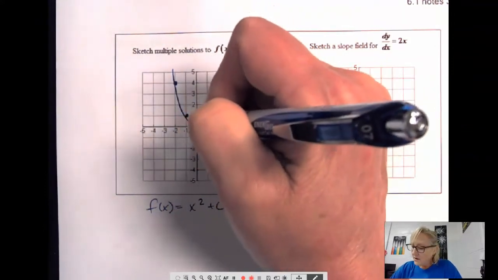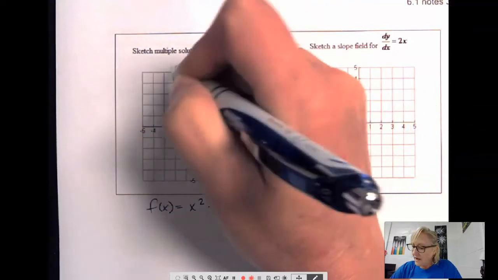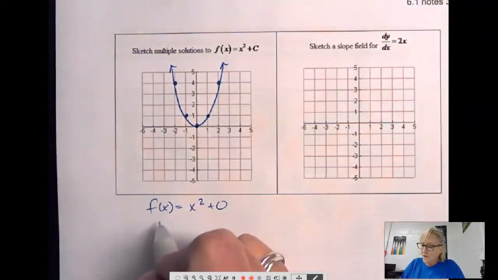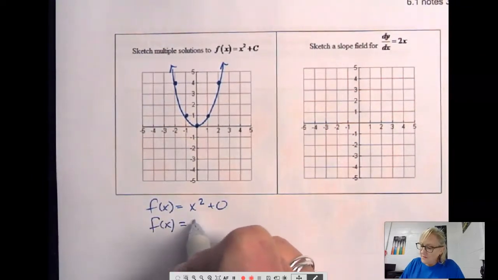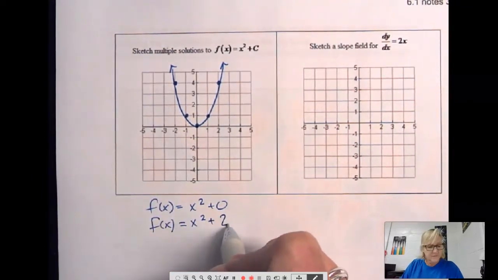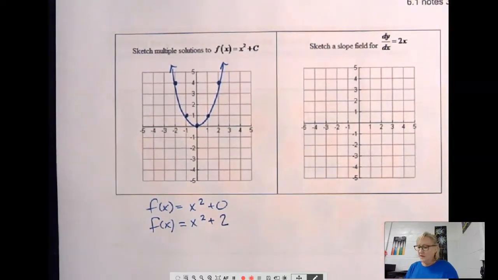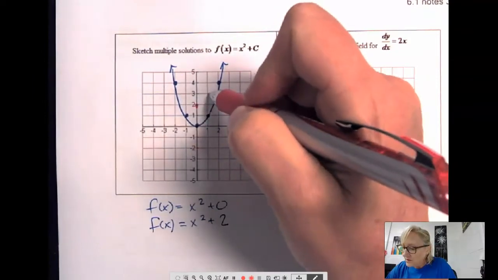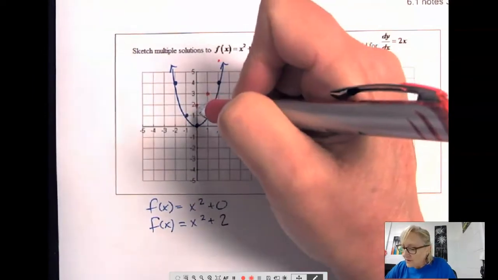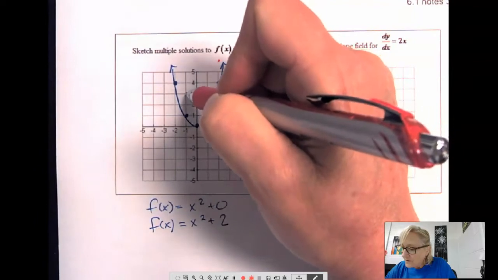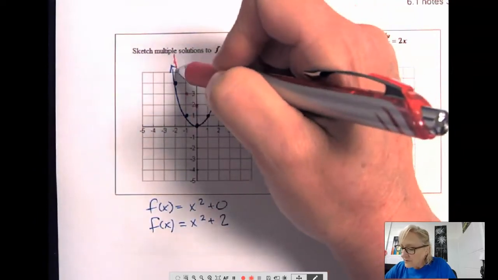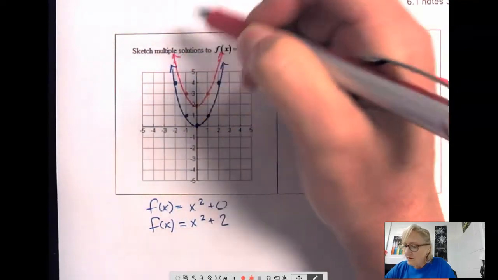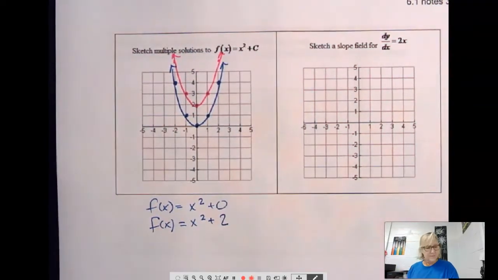And that is what that graph would look like. Okay, so that's if c is 0. Well, what if c is 2? Okay, so that means that this graph, basically everything shifts up 2. This will go off the graph there, and off the graph. Okay, so there is that one.